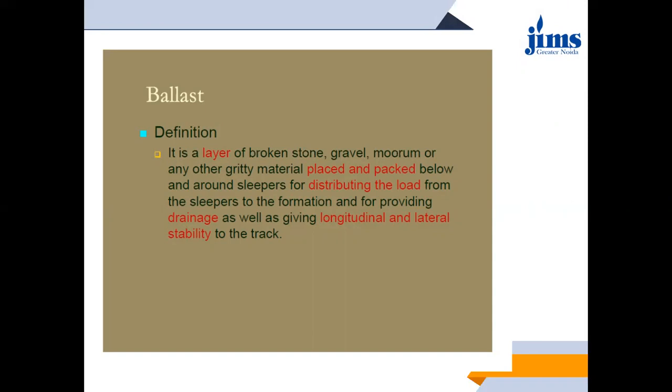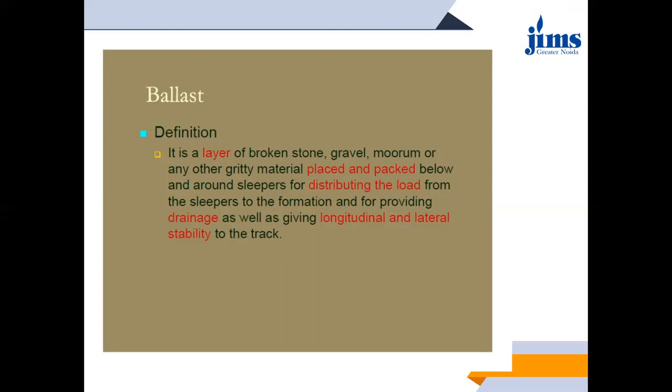From the locomotives or the rolling stock, the load comes to the rails. From the rails, it is transferred to the sleeper. Then further, the sleeper transfers this load to the ballast. And the ballast absorbs certain vibrations and shocks, and then transfers the load to the formation.